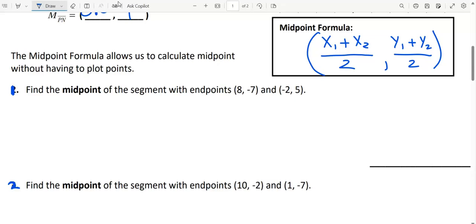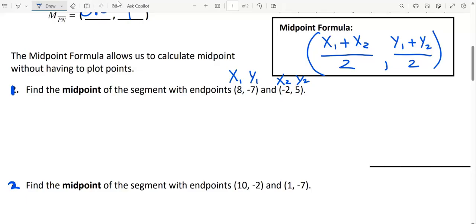So what does it say? Find the midpoint of a segment with endpoints, these, all right? Well, what am I going to do first? I'm going to first know this is x1 and y1. This is x2 and y2, okay? So 8, 7.